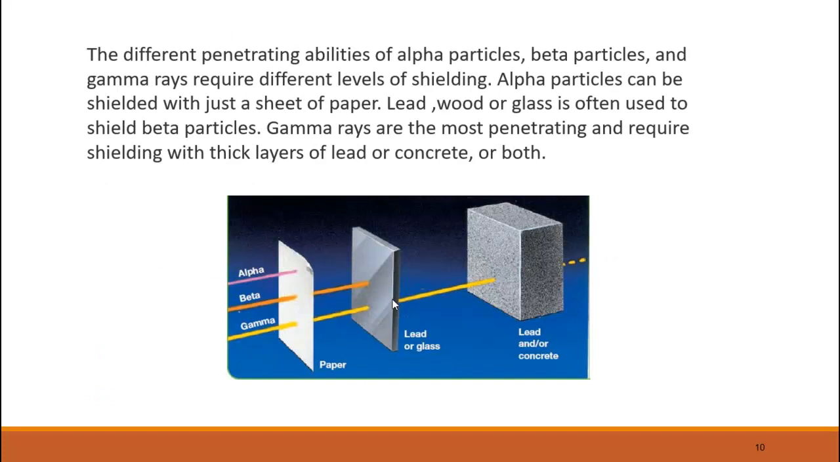And this shows the differences in the penetrating abilities of the three types of radiation, so we have different levels of shielding. An alpha particle can be shielded with just a sheet of paper, but beta particles can be shielded by lead, wood or glass. Finally, gamma rays are the most penetrating and require shielding with thick layers of lead or concrete or both of them.